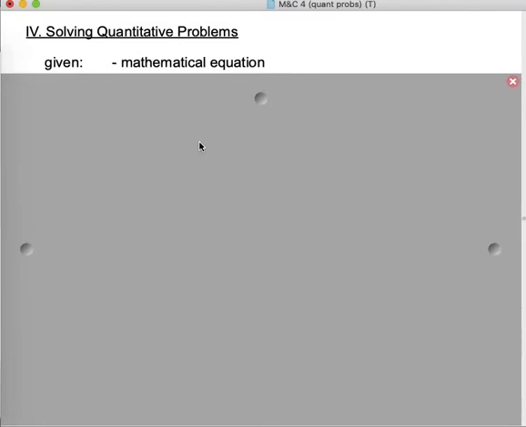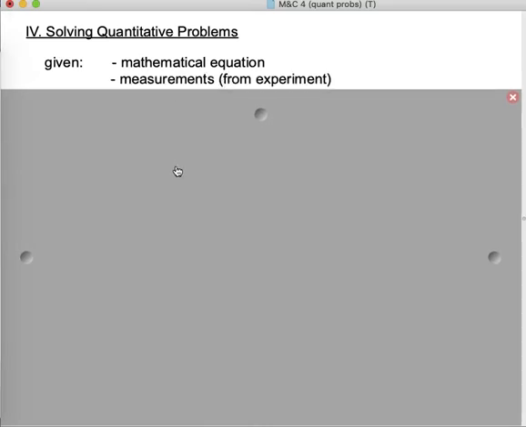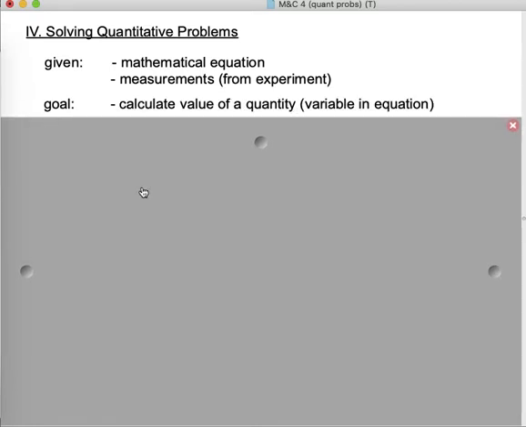To talk about solving quantitative problems, which is something we'll be doing quite a bit this year. In a quantitative problem, we are given a mathematical equation that contains variables that represent physical quantities that can be measured, and we are given measurements of some of these quantities from an experiment. And our goal is to calculate the value of a quantity that we don't know, which corresponds to one of the variables in the equation. There is a very specific way to go about solving these problems, and that's what we're going to talk about in this video.